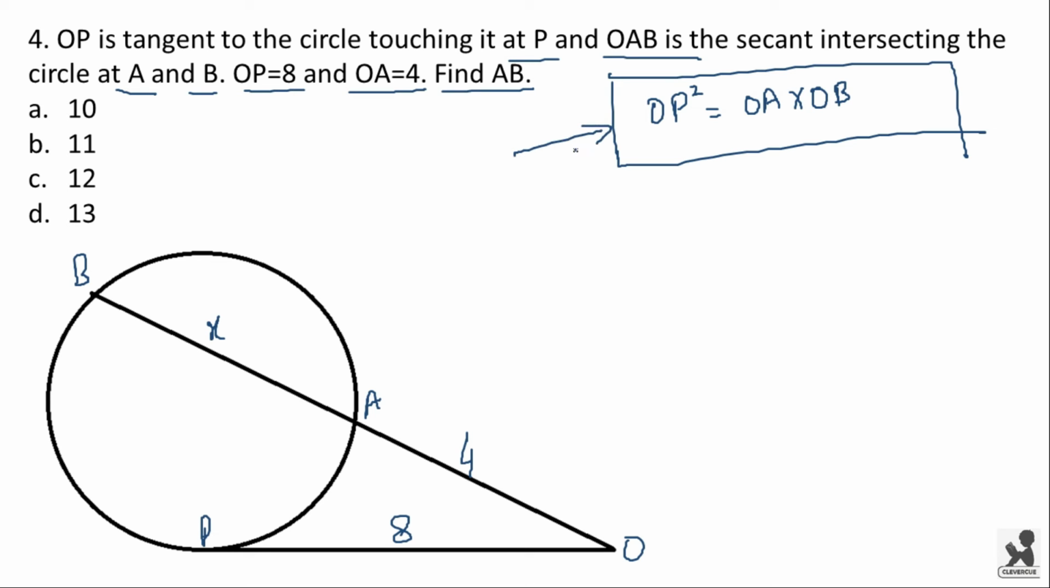Here in this problem we have one tangent and one secant. So this property comes into play over here. Remember this formula: OP square is equal to OA into OB.